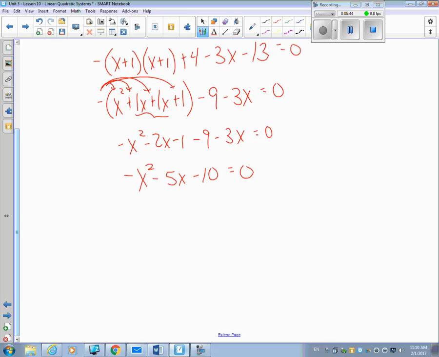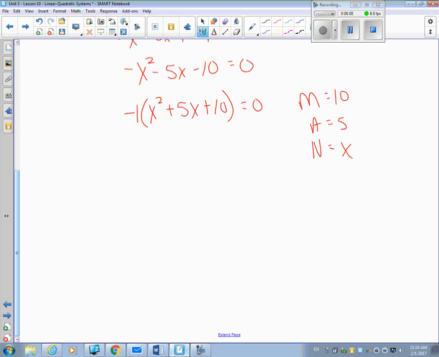It's a quadratic. It's equal to 0. It's in standard form. I'll try factoring first. So I'm going to take out the negative 1 just to make my life a little bit easier. And then I'm going to try. Can I think of anything that multiplies to 10 and adds to 5? Well, no, I can't think of anything that does that. So that tells me I have to use the quadratic formula.